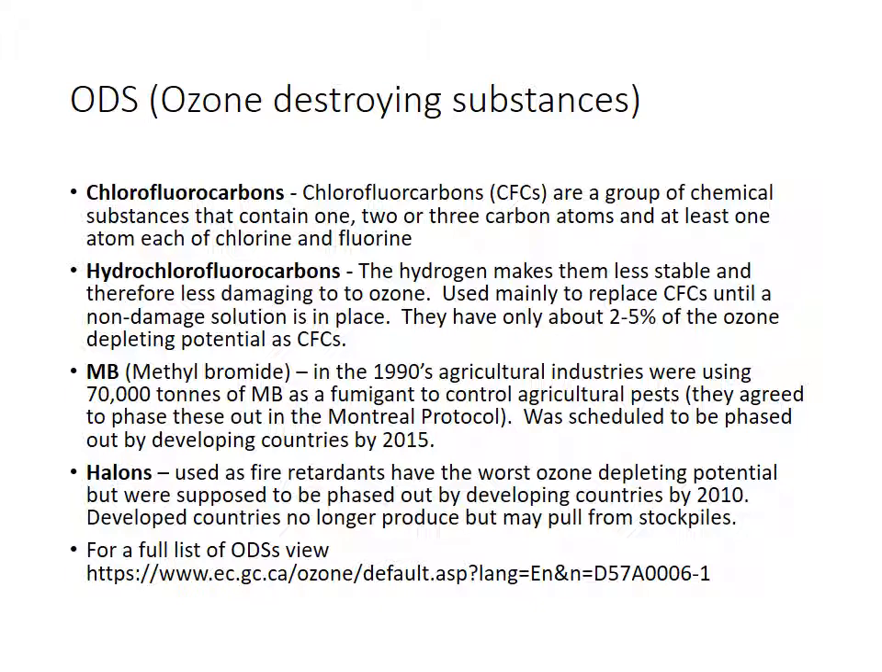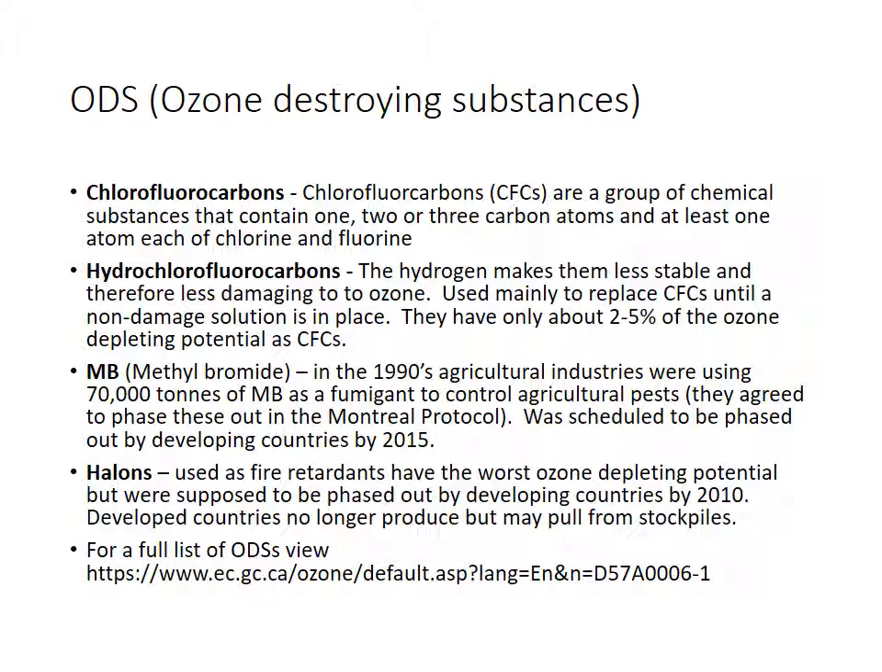Another type of ozone destroying substances are methyl bromides. In the 1990s, agricultural industries were using 70,000 tons of methyl bromide as a fumigant to control agricultural pests. They agreed to phase these out in the Montreal Protocol, and they were scheduled to be phased out by developing countries by 2015. Halons are another type of ODSs.